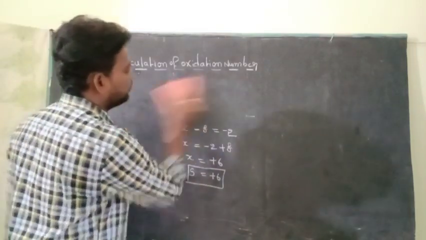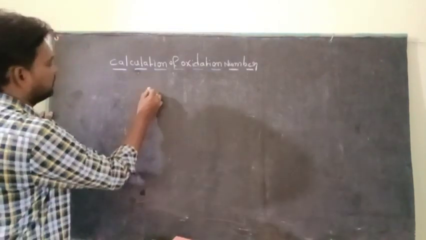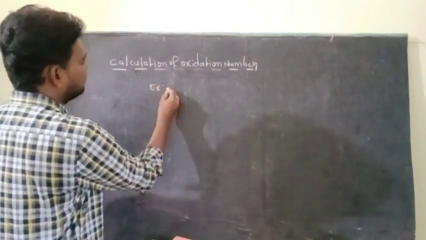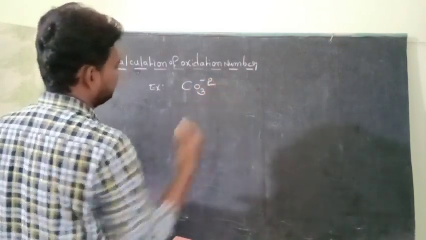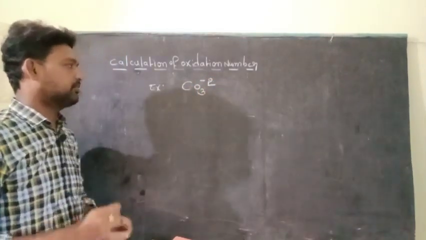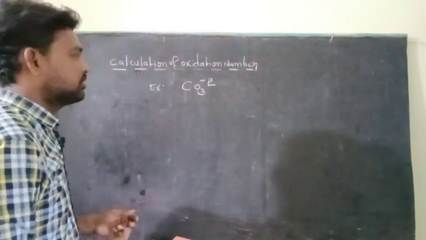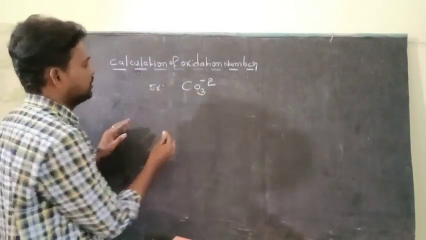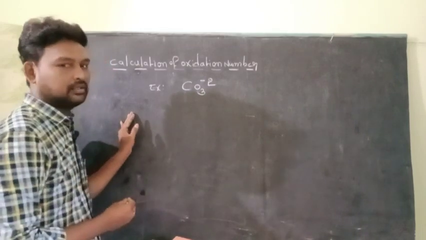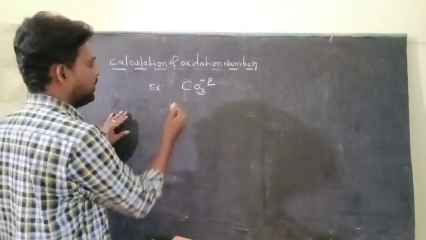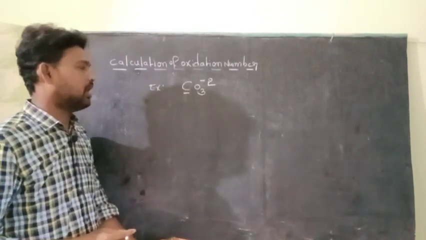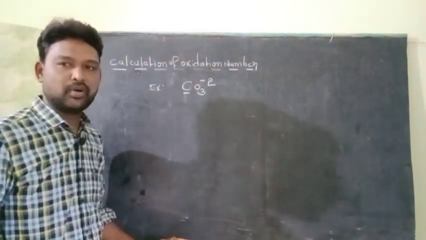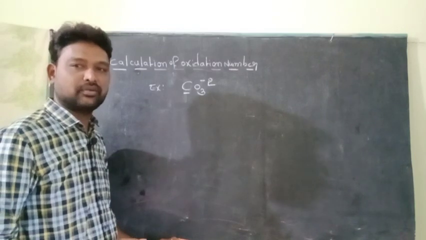So one more example in this model. For example, you can take CO3 minus 2. So this is also a compound ion. So what is the oxidation number of carbon in this compound ion?